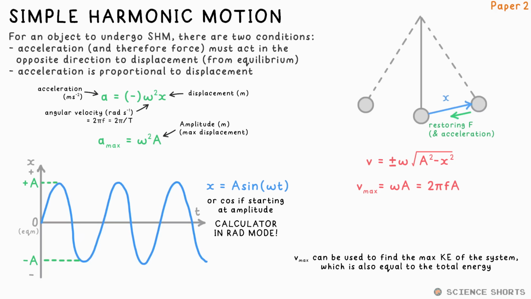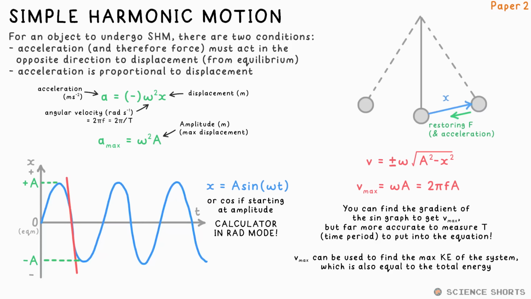Going back to our graph real quick, this is essentially distance over time. So if you're asked to find the maximum speed from it, you could draw a tangent at equilibrium and you'll get the maximum gradient, which is then equal to the maximum speed. But a far more accurate method is to get the time period and amplitude from the graph, then calculate Vmax equals 2 pi fA, or 2 pi over T times A.